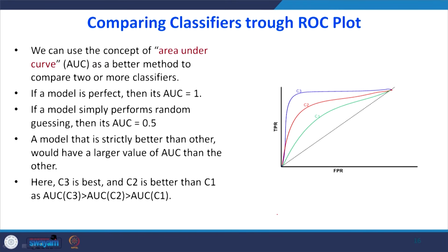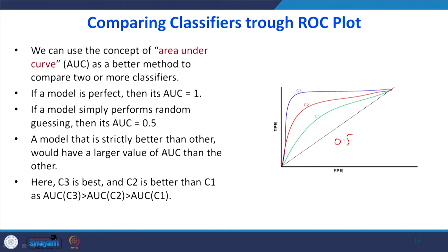We can use the concept of area under curve as a better method to compare two or more classifiers. We can get different classifiers by getting different threshold values. If your model is perfect, then the AUC is 1, which I have already explained. If your model simply performs random guessing, then the AUC is 0.5. A model that is strictly better than another would have a larger value of AUC, area under curve, than the other. So out of these three, C3 has the higher area under curve.